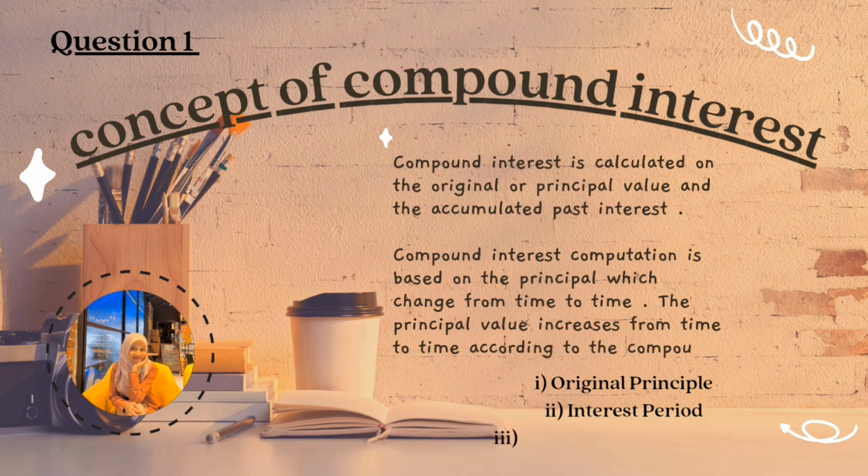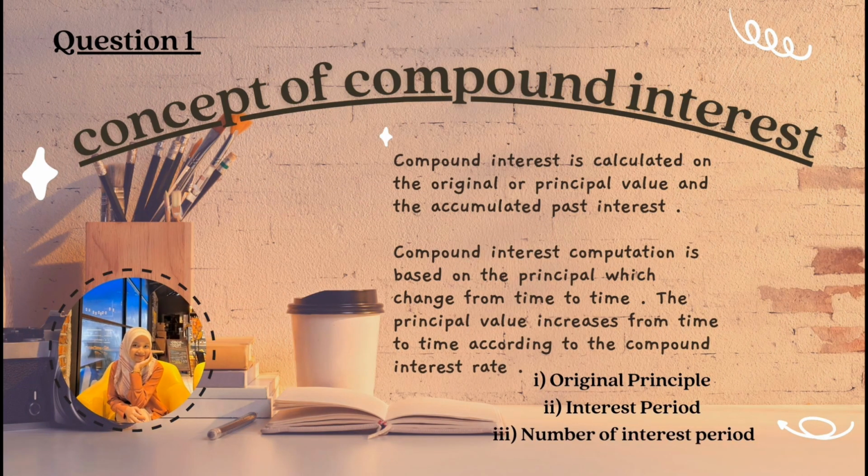Compound interest is calculated on the original or principal value and the accumulated past interest. Compound interest computation is based on the principal which changes from time to time. The principal value increases from time to time according to the compound interest rate. For compound interest rate, we have some important terms.